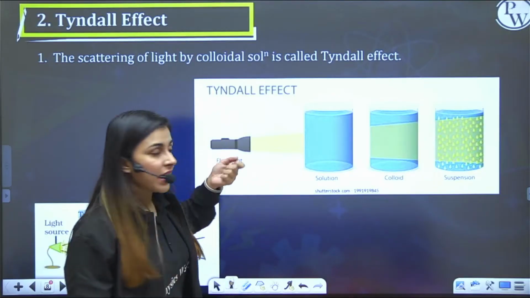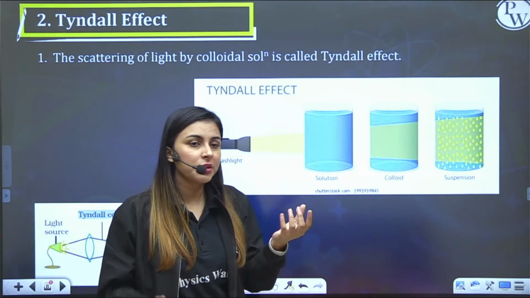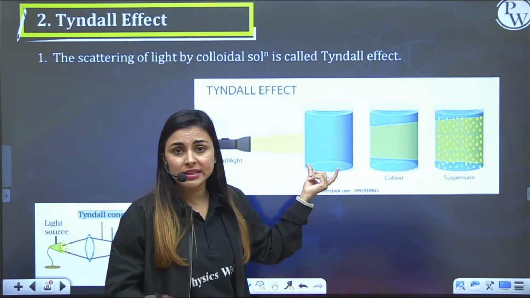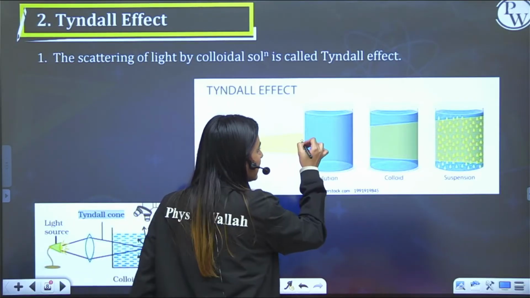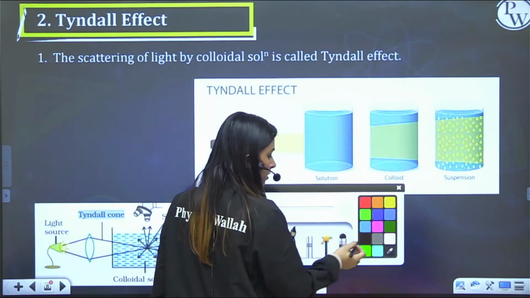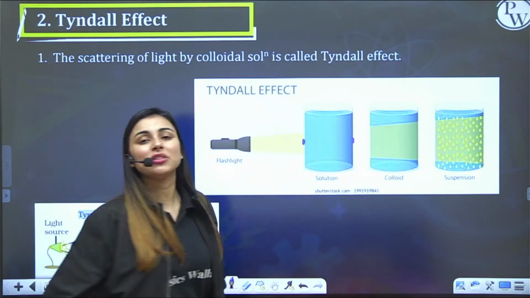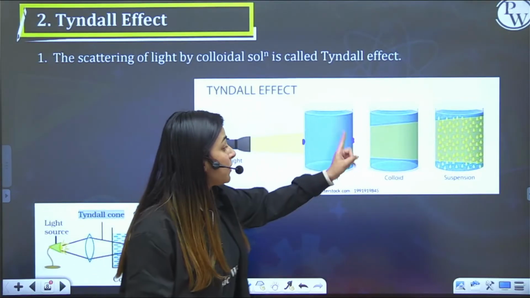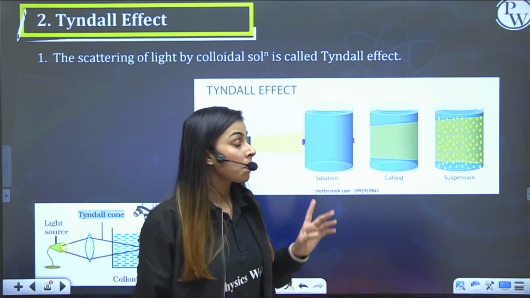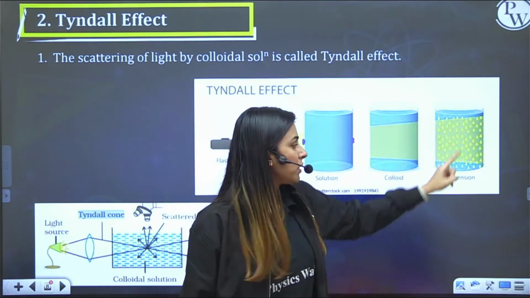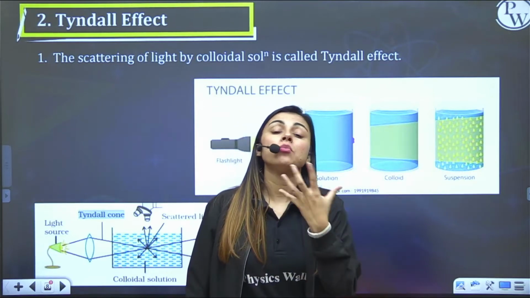Now, when you try to pass light through a torch or a laser light, it will make you understand this concept a little bit more. When you try to pass the laser light through this solution, that is your true solution, you will see light at this point and you will see light at this point, but you will not see the path of the light in the true solution. Okay. But if you talk about the colloidal solution, you will see the path of light just like I have shown you here. Okay. And if you do the same with the suspension, my dear students, the path of the light would be even more clearly visible.